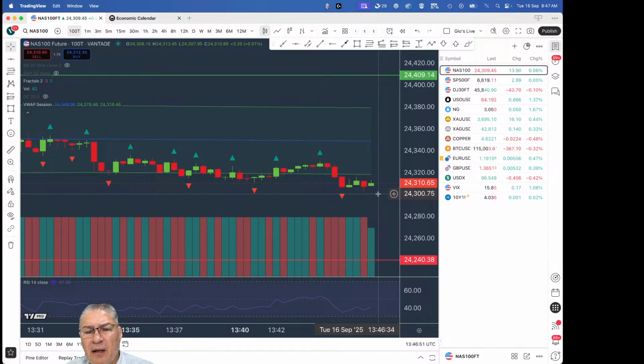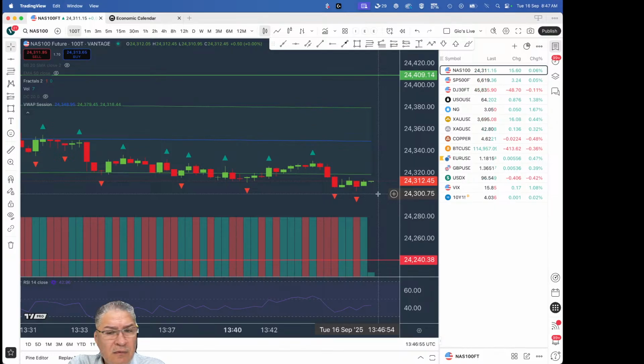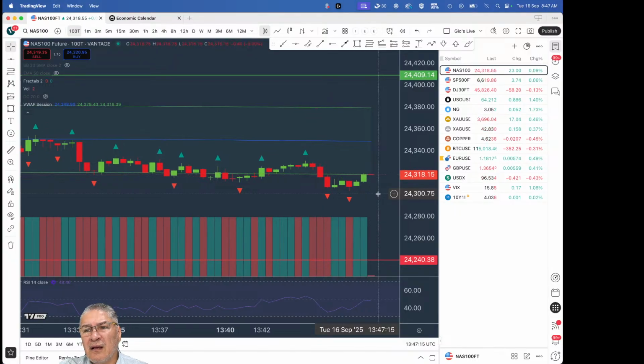Now we want a parabolic movement to the upside. Just start rallying into rally mode. Is that going to be the case for the asset today? Will we see that momentum to the upside being built? 15 minutes has already passed by. Let's see if that is what the asset has in store for us.